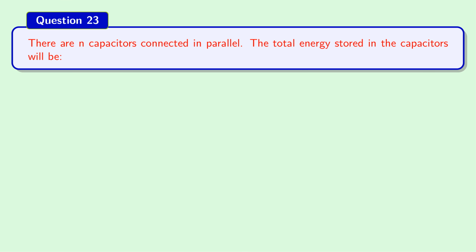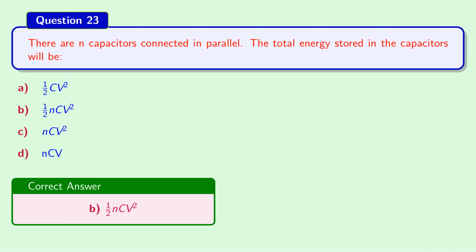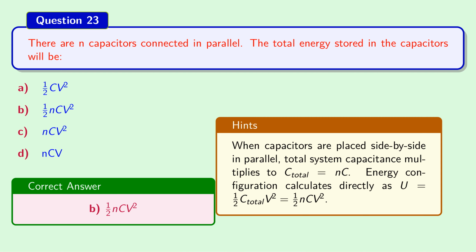Question 23. There are n capacitors connected in parallel. The total energy stored in the capacitors will be. Your options are A, half C V squared, B, half n C V squared, C, C n V squared, D, n C V. Correct answer is option B, half n C V squared. Quick tip for this question.